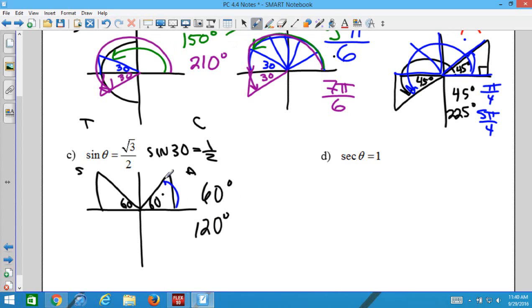So then we're thinking about 60 goes into 180 3 times. This has got to be 1 pi over 3. And then 120 would be 2 of those, 2 pi over 3. So that would be our radian.